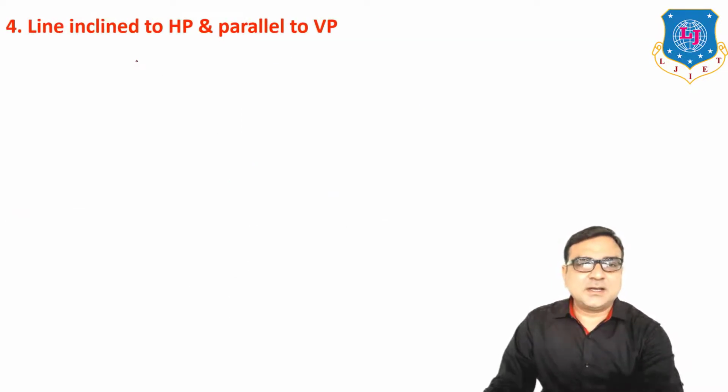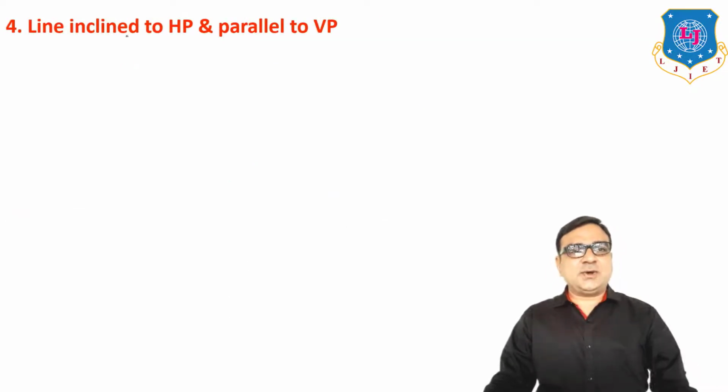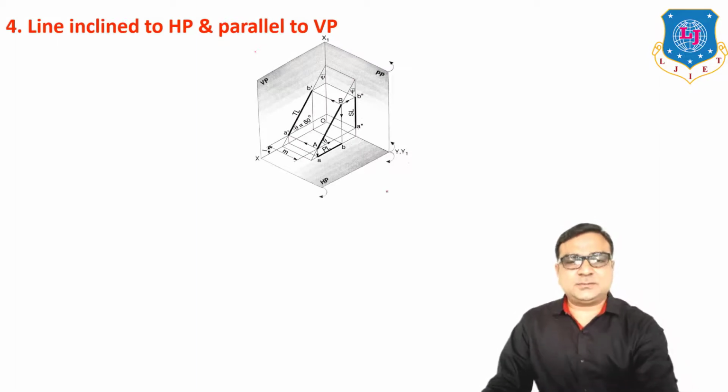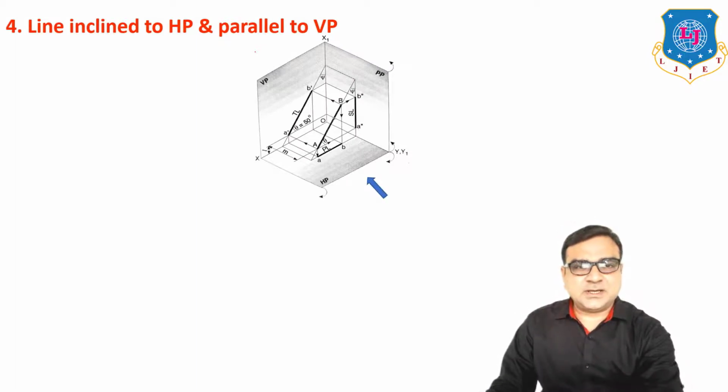Now the next case, when the line is inclined to HP and parallel to VP. So look at this figure. Here our line AB is inclined at theta angle and parallel to VP. The projection of line AB on the vertical plane will be A dash B dash, true length, because the line is parallel to VP. The top view of line AB on the horizontal plane, small ab, will be less than true length because our line is inclined to the horizontal plane.